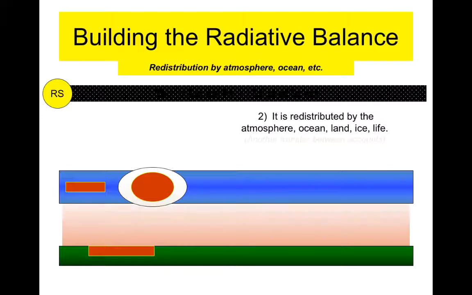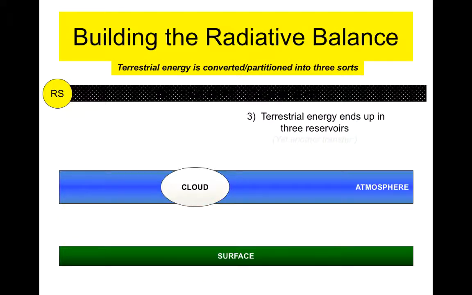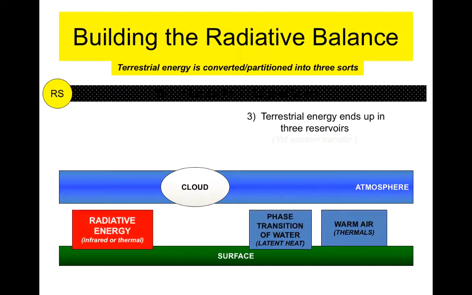So we have essentially the conversion from visible to infrared radiation. It's then going to be redistributed by the ocean, the atmosphere, land, ice, life. What we know is that the energy that is absorbed primarily in the equatorial or tropical regions ends up being redistributed much more equitably around the planet as a whole. That is, it's transferred from the tropics up to the polar regions, and that transfer is primarily through the atmosphere and the ocean. So the terrestrial energy ends up in three reservoirs.